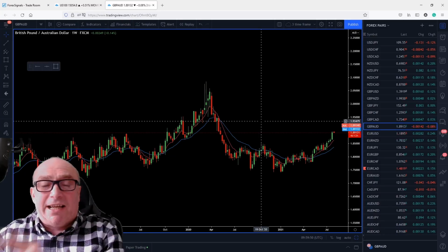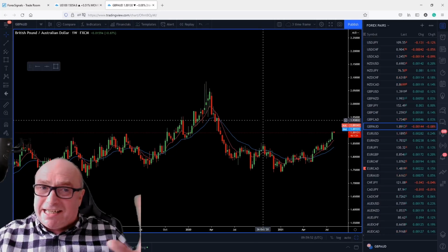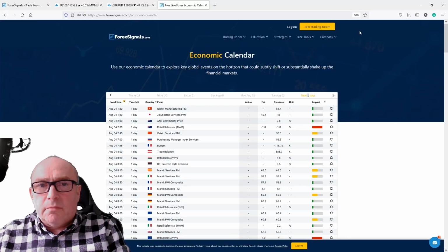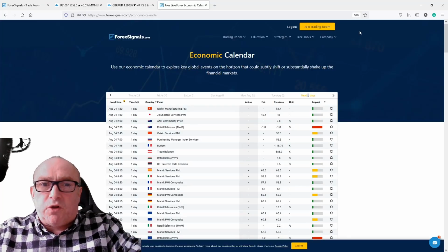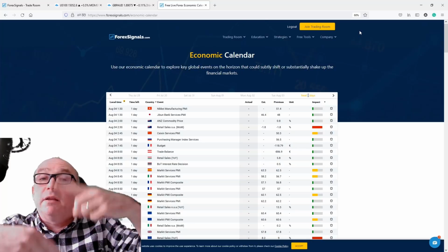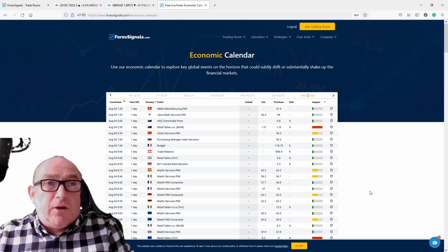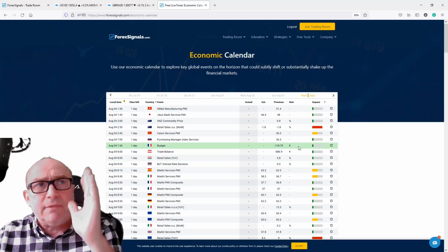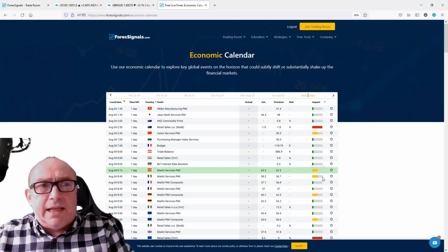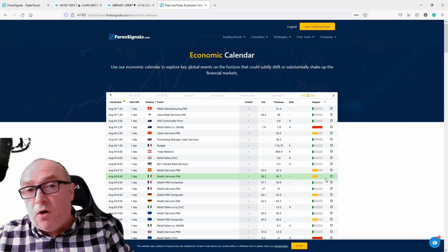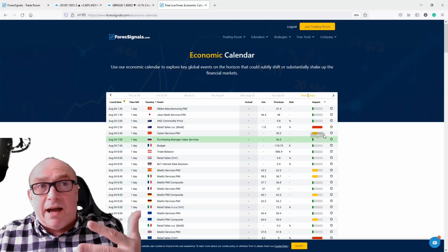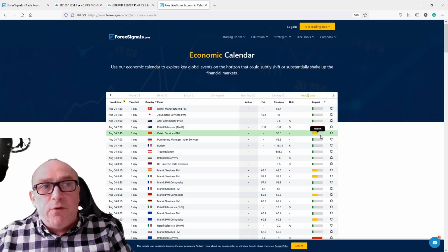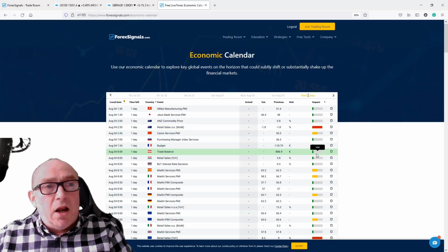Now let's have a quick look at the economic calendar, because I say we've got lots coming out this week. Okay, so if you head over to the forexsignals.com site, scroll down to the end, you'll see Forex Economic Calendar. Pulls up this page here, absolutely free. Do go and check it out. And down here on the right, you will see a gauge of how important the releases are. Anything deemed high impact news will be coloured red. Yellow is medium, green is lower as well.